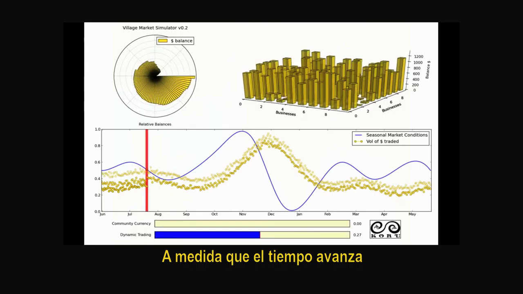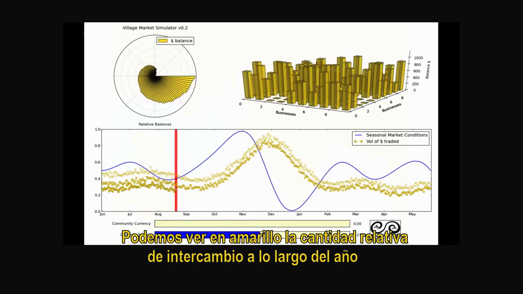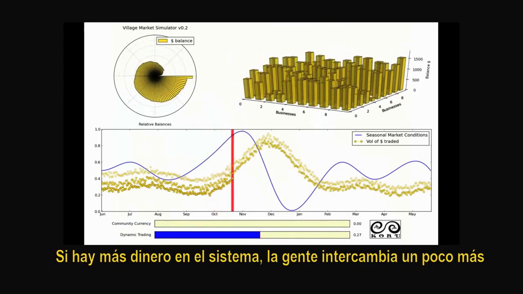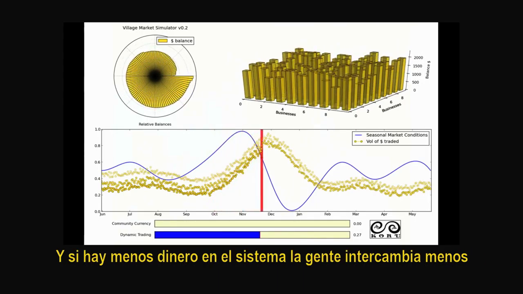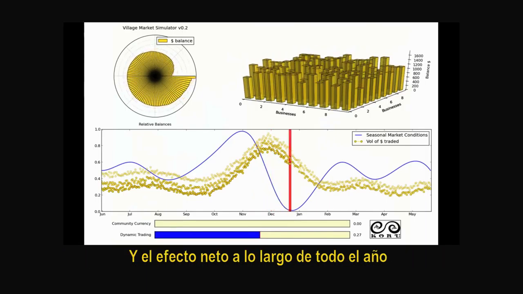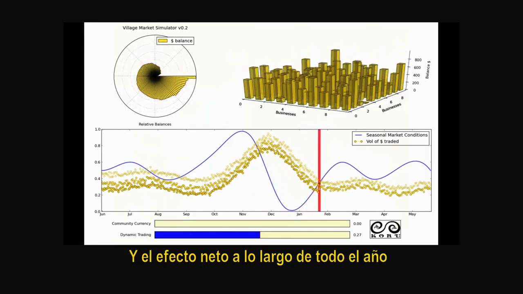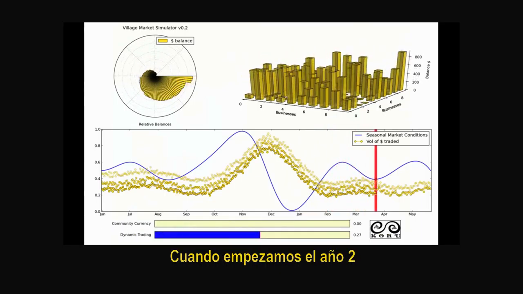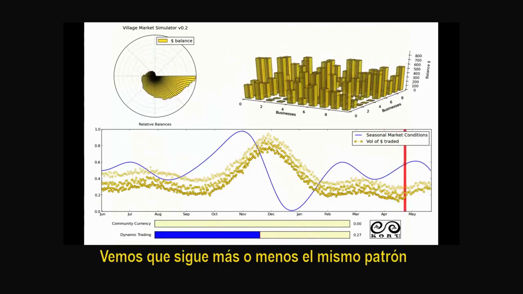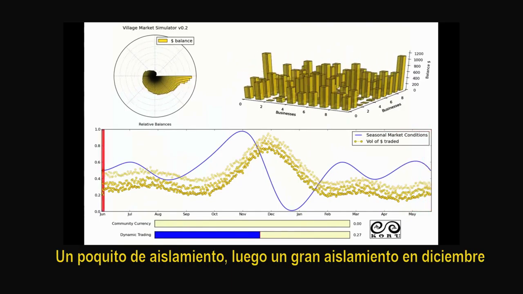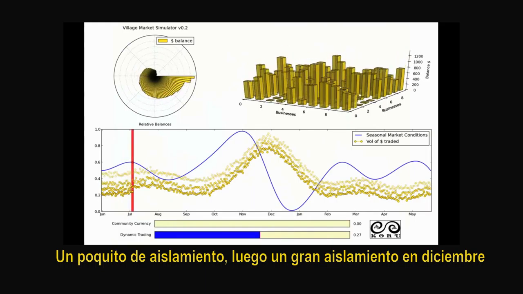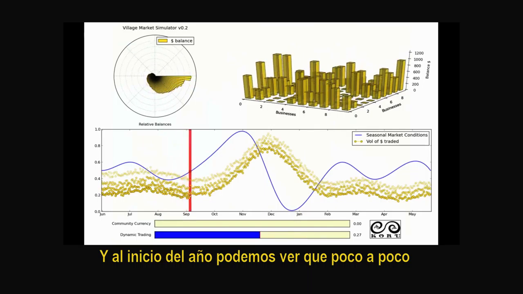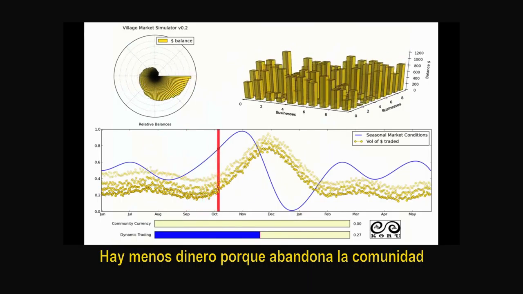So as time goes on, we can see in yellow plotted here the relative amount of trade throughout the year. As there's more money in the system, people trade a bit more. And as there's less money in the system, people trade a bit less. And the net effect over the entire year is that by the end of the year, there's a little bit less money in the system than we started with. So as we start the next year, we see it follows the same pattern. There's a little bit of oscillation, then a big oscillation up in December, and then a big crash in January. And again, each year, a little bit of money starts leaving the system.